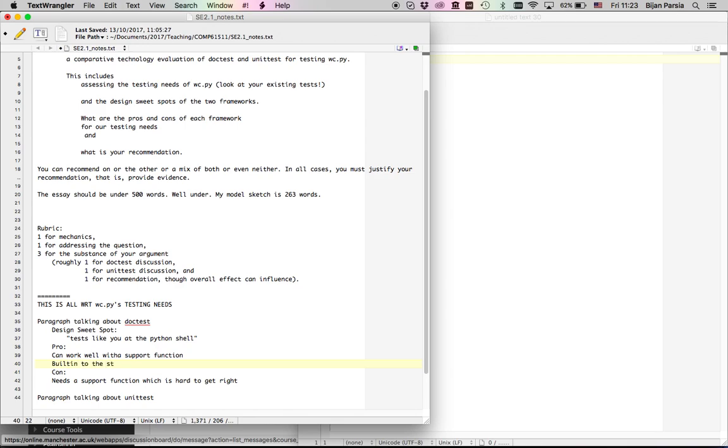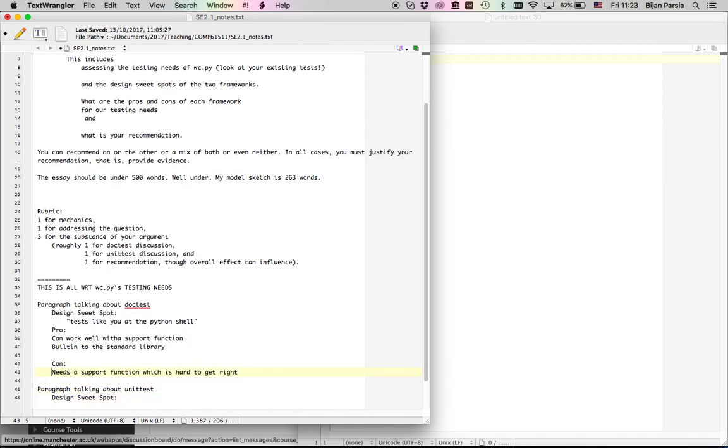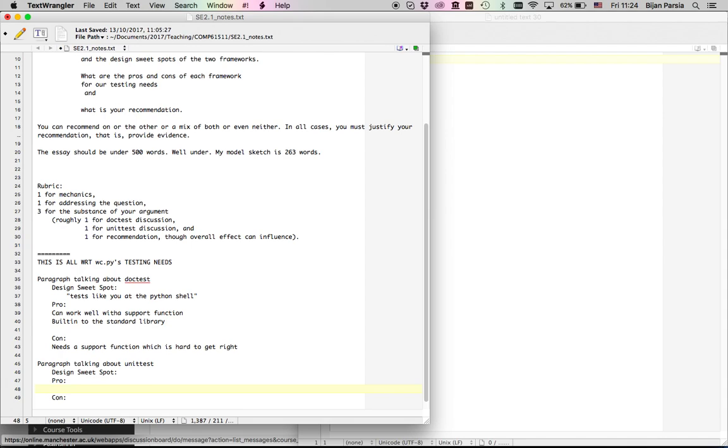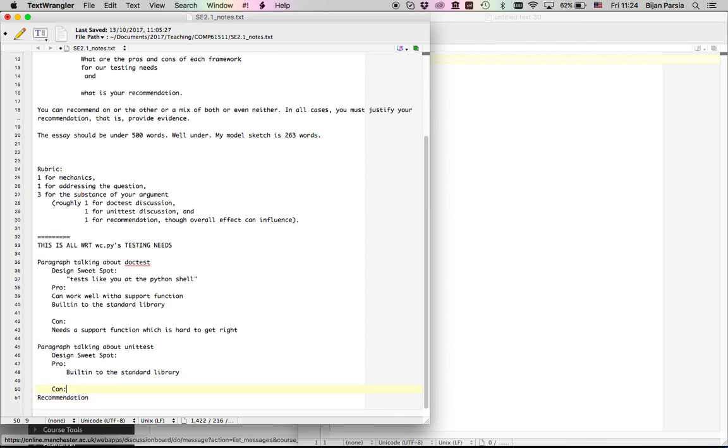to the standard library. Well, that is a strength, right? I don't need to go out and find it. I don't need to install it. I don't need to keep it up to date. It's always going to be there. But this is true of both of them, right? It's a true pro for both frameworks. So while I should put it down so I can remember that it's there, when I go to do my comparison, it's not very relevant because it doesn't distinguish between them.